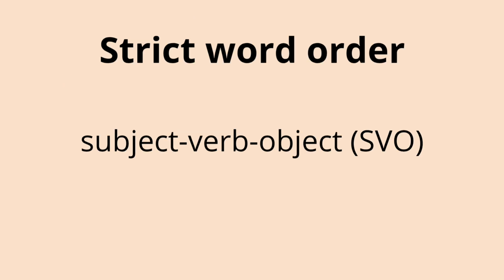Because English has so few inflections, it has to use a strict word order, subject, verb, object, to show grammatical roles. That's a clear marker of an analytic language. So an analytic language may still have a few inflections, but it mainly expresses grammar using separate words.